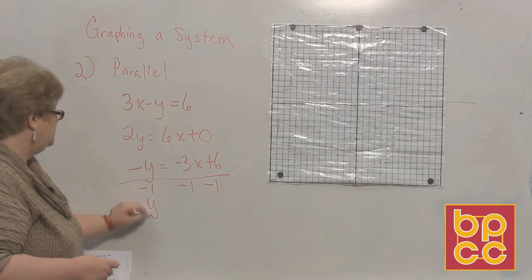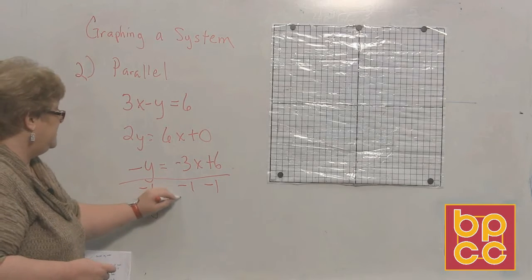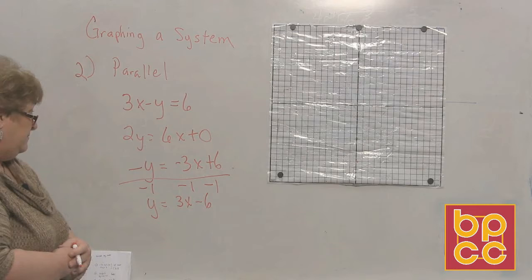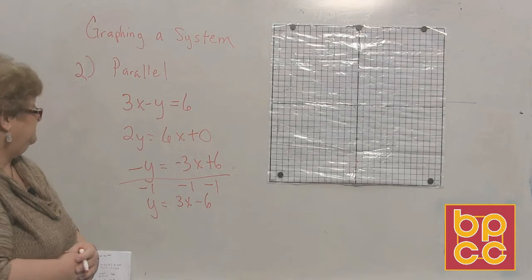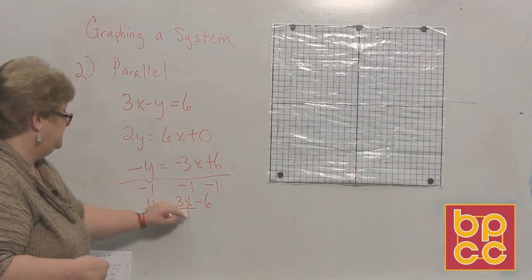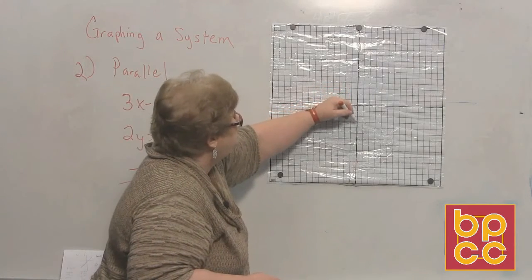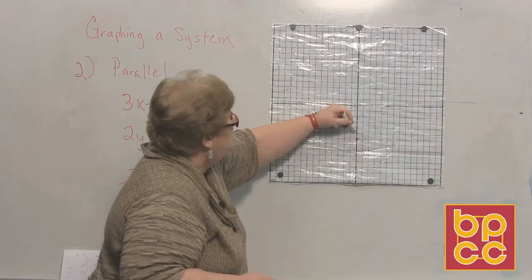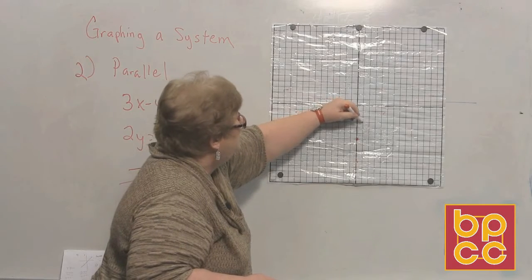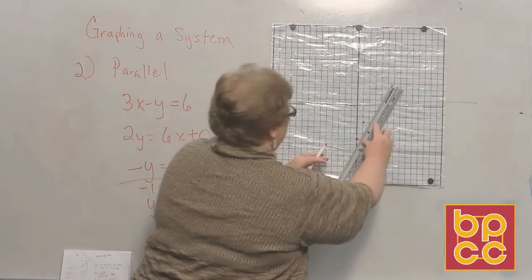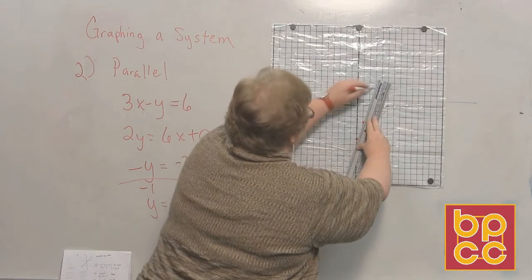Y is now equal to 2 negatives make a positive 3x, and that's a negative 6. So I'm going to go to a negative 6, and I'm going to go up 3 to the right 1. Negative 6. 1, 2, 3, 4, 5, 6. Up 3, 1, 2, 3, and to the right 1. And I'm going to draw my line.